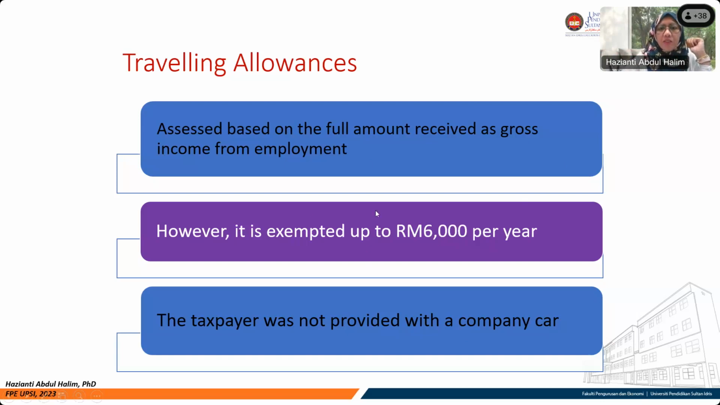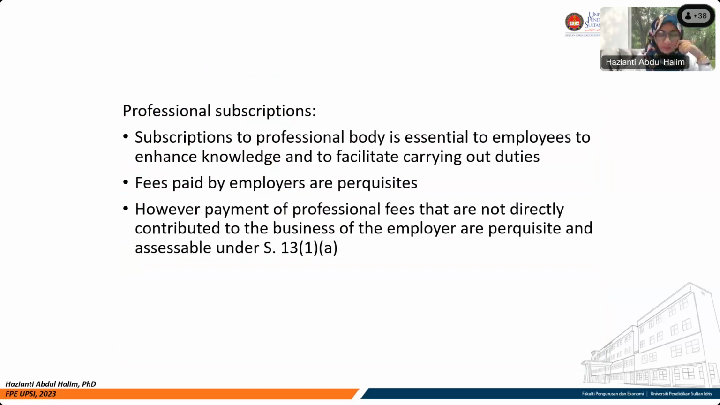Right, so the exemption is 6,000 per year. Don't go and divide the 6,000 by 12 months later. Professional subscriptions. Subscriptions to a professional body are essential to employees to enhance knowledge and to facilitate the carrying out of duties. And the fees paid by employers are perquisite.